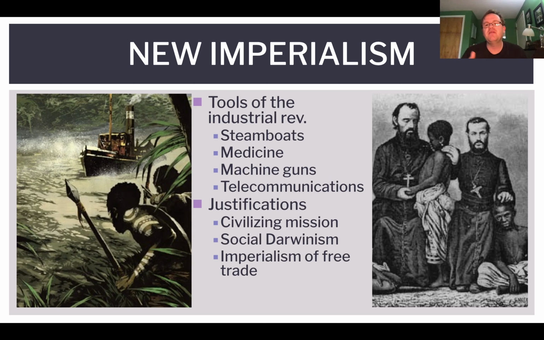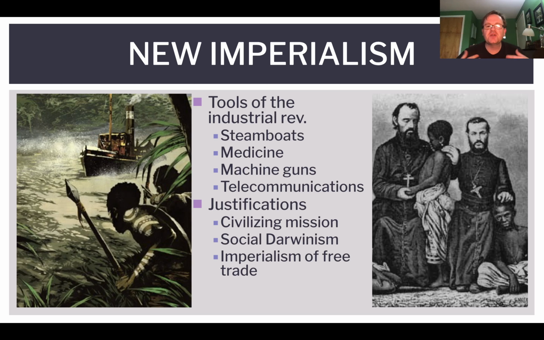But with the advantages of medicine like quinine, which fights against malaria, or other developments like the, you know, ability to develop a steamboat to get places more quickly, this becomes more and more possible. The railroad also makes it possible to, like, not just colonize the coast, but actually go internally. It gives you access to a lot more raw materials, a lot more people.